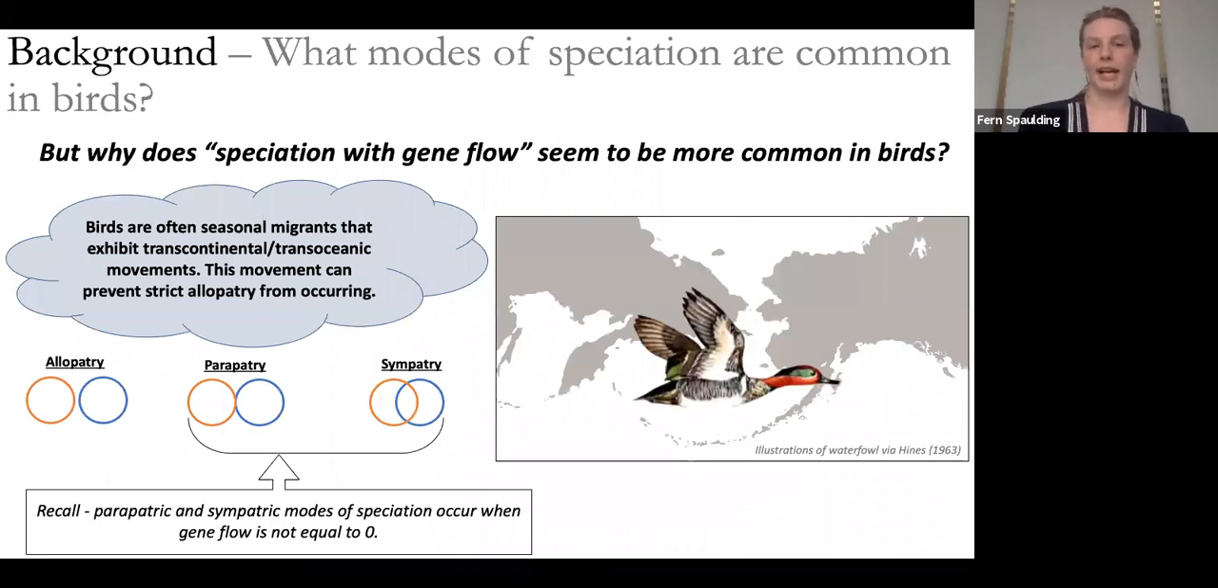So why has speciation with gene flow become much more common in birds? Well, birds are able to fly, and these birds often exhibit transcontinental and transoceanic movements. And this movement can prevent strict allopatry from actually recurring. And recall down here with our visual diagrams that parapatric and sympatric modes of speciation occur when gene flow is not equal to 0.